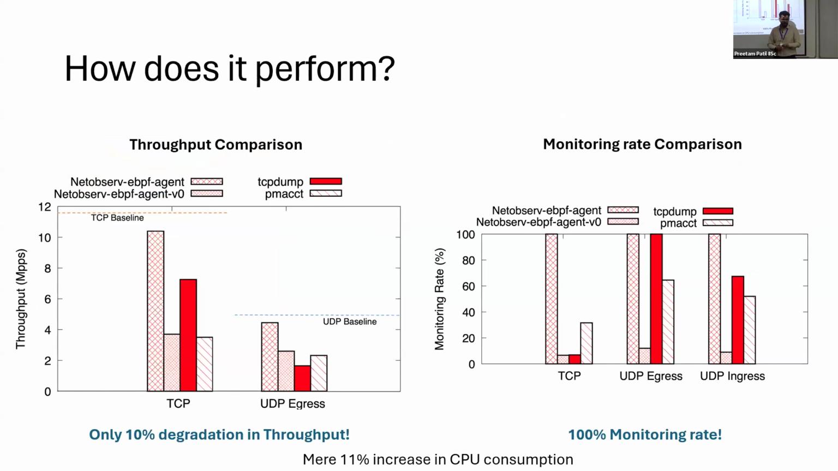How does our program perform compared to others? So you see the throughput that our agent gets is much higher. It's of the order of 1.5 times that of tcpdump and of the order of almost 2.5 times that of pmacct, and the same that you get for TCP, UDP ingress and UDP egress, with a mere 11% increase in CPU consumption due to eBPF. So this is one of the things that we have done. You can check it out.